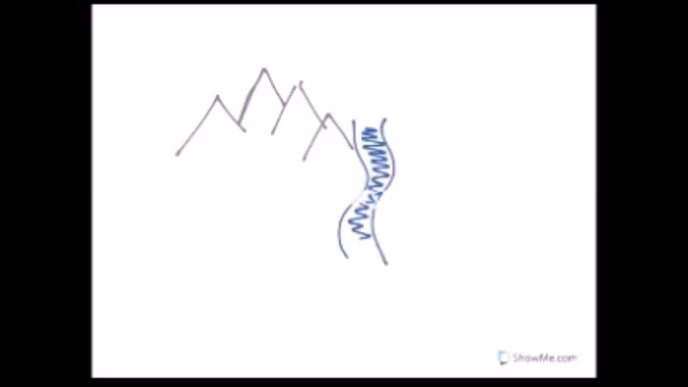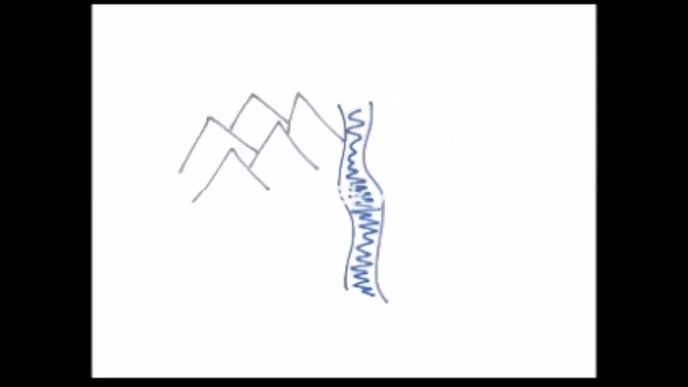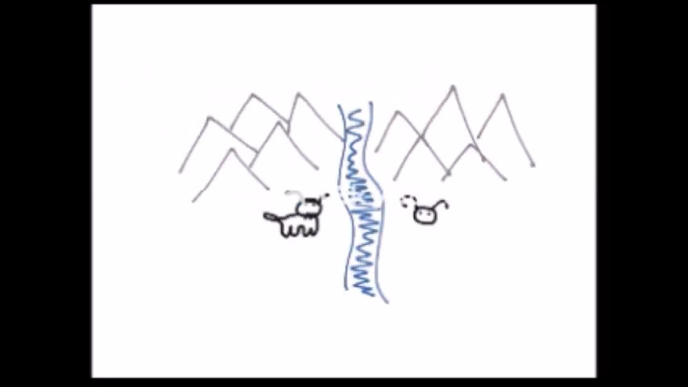There are two different types of isolation, allopatric and sympatric speciation. Allopatric speciation is when two species are divided by a physical barrier. It is the dominant mode of speciation. An example would be two mountain ranges divided by a body of water.